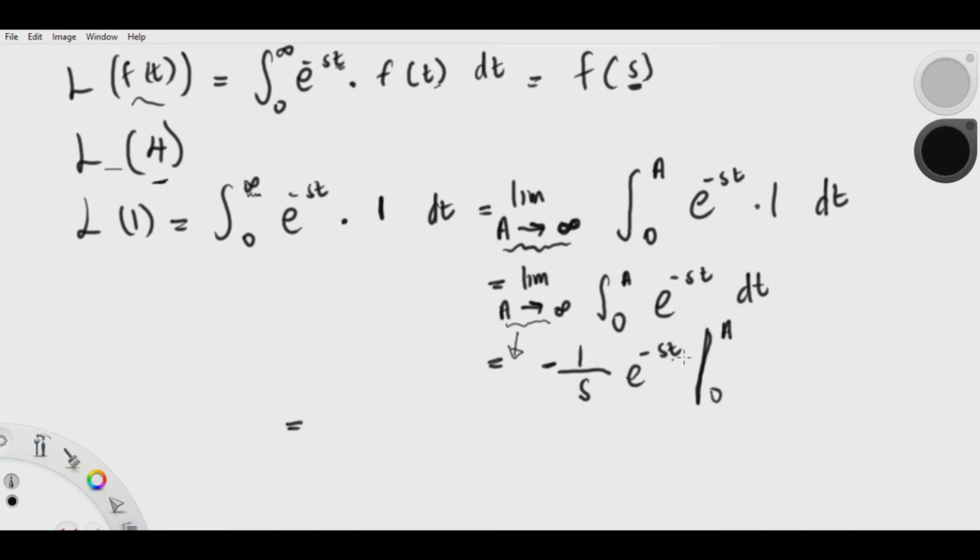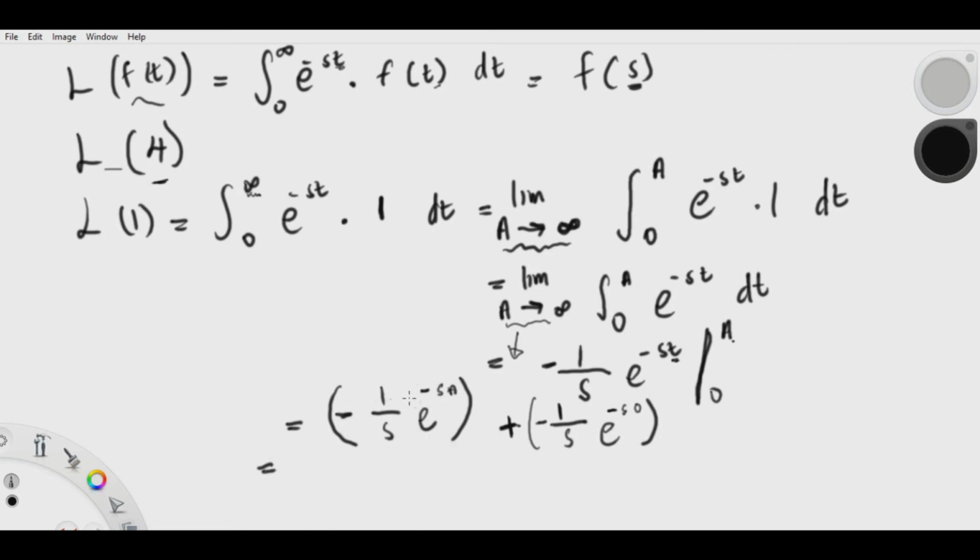Wherever there's a t, I'm going to replace it with a and 0, so I'm going to have minus 1 over s e to the minus s a, plus, sorry, minus here, 1 over s e to the minus s 0.